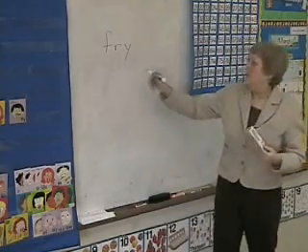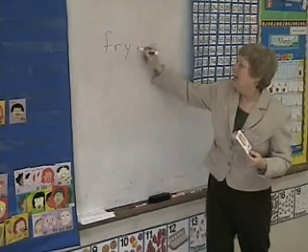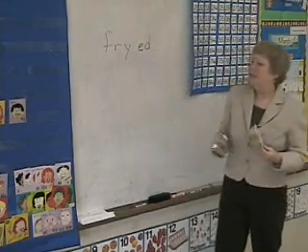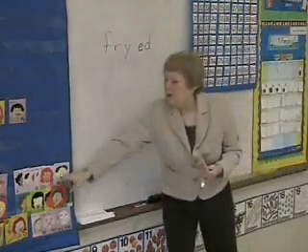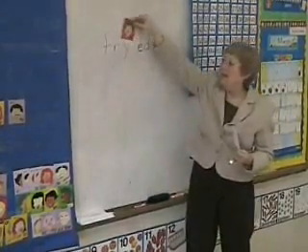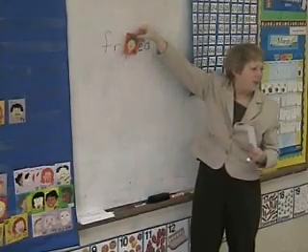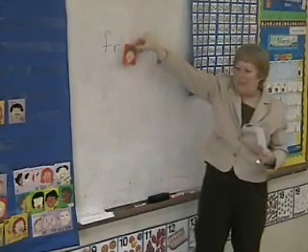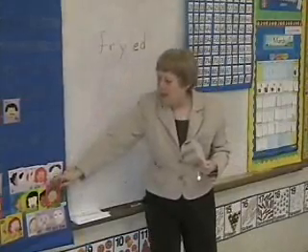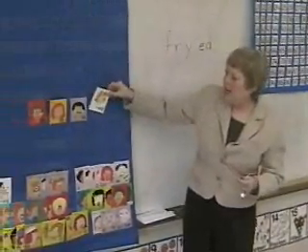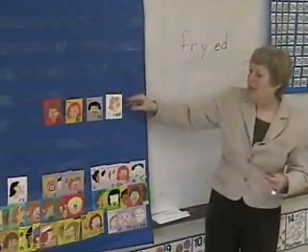All right. So we want to add the ED to the end of the word. But now something weird is happening, because when we do that, it makes the consonant Y come in, and our word would be frigid. Frigid. So let's see what we need to do. We're going to go over here, and he's going to tell us what to do.